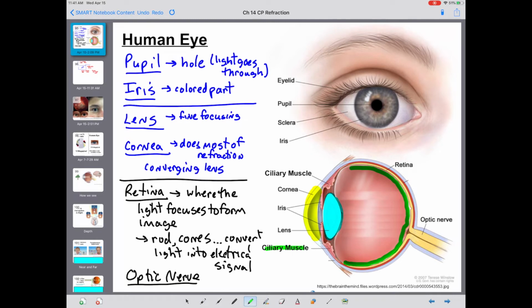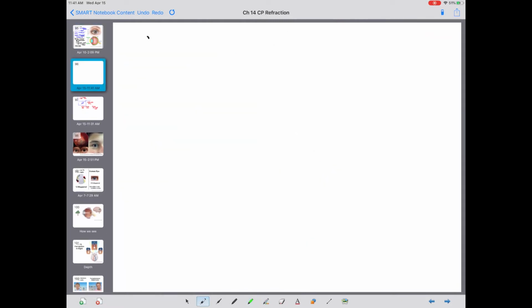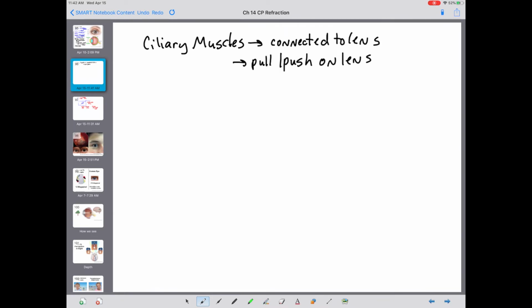One other thing I wanted to hit here, and that is your ciliary muscles. Your ciliary muscles are basically above and below the lens, and they will stretch and they will change the shape of the lens. Ciliary muscles connected to the lens pull, push on that lens to be able to change its shape. In changing the shape of the lens, they allow you to focus on things that are near and far away.